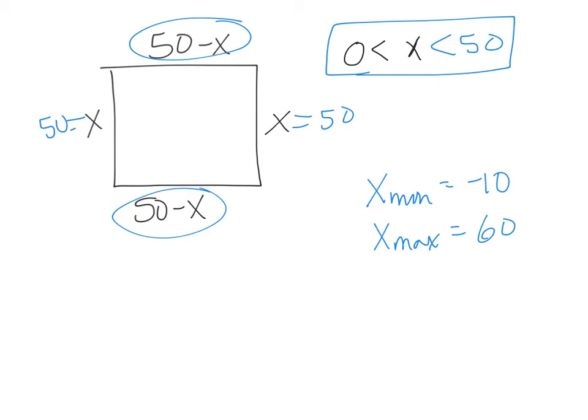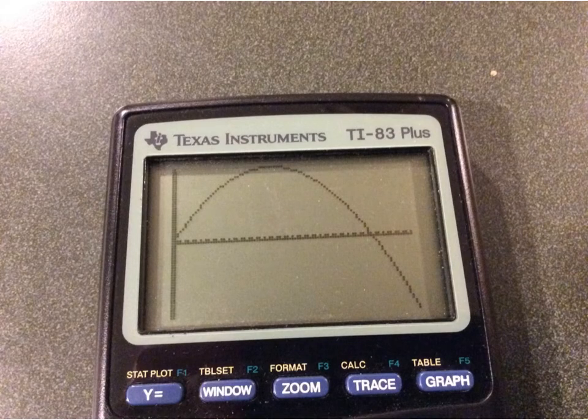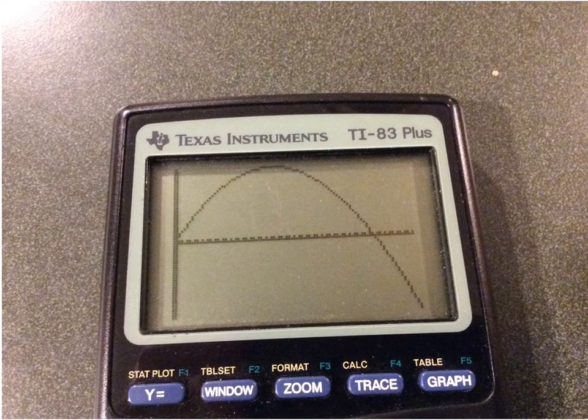Now the zoom fit is not always going to give you the best window, but let's try it on this one. So this picture shows a zoom fit, and clearly we can see now that there is a maximum. There's a maximum on this graph, and it's right there. So we would do a calc max. And I'm going to just look at the window setting. I'll keep this picture and we'll put the window setting up.